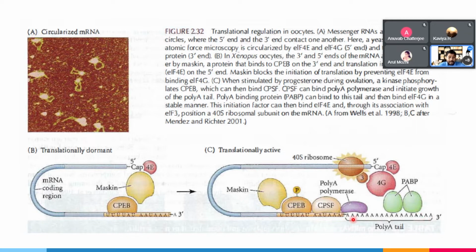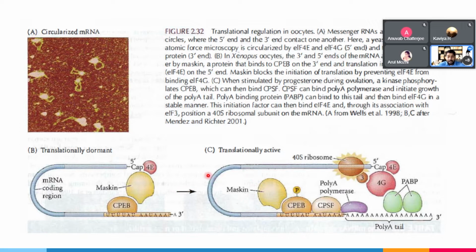tail. This poly A tail is something that is introduced in the cytoplasm. During the processing of mRNA, we know that splicing and poly A tail addition occur in the nucleus itself, but it can also occur in the cytoplasm. So in many mRNAs, the addition of a cytoplasmic poly A tail is what changes it from a translationally dormant state, where there is no poly A tail, to a translationally active state where a poly A polymerase adds a poly A tail to which a poly A binding protein binds, which then causes the interaction between 4G and 4E, and then a ribosome can come and bind.